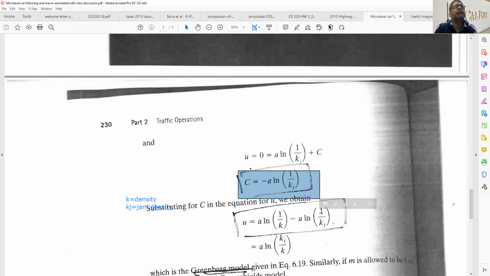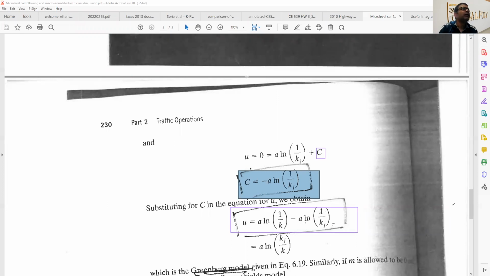And your equation then becomes, if you substitute for C in the equation for U, U equal to A times ln 1 over K minus A times ln 1 over Kj. And then, because a natural log difference becomes the ratio and Kj is the negative part, you will be able to develop A times ln Kj over K, Kj over K, as your answer. So this is what we call Greenberg's model.